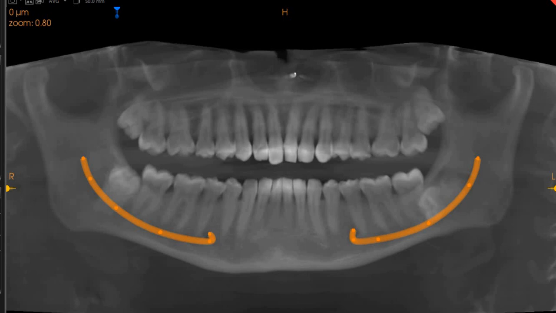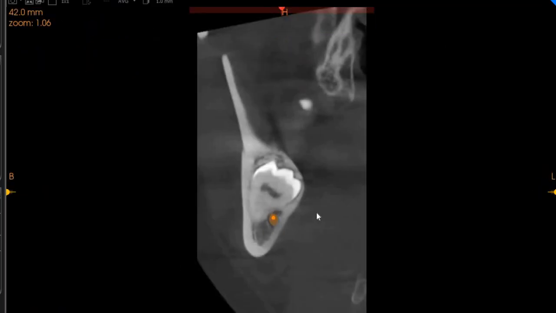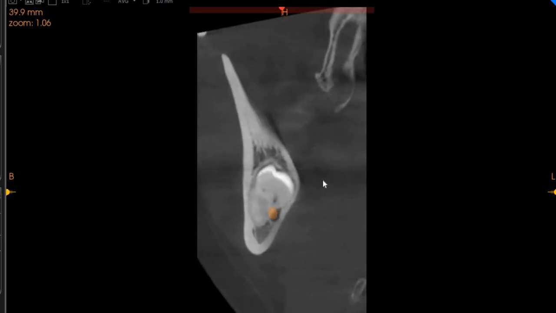We're going to focus on the lower right wisdom tooth first. So this is the lower right wisdom tooth. As you can see, it is placed buccal to the inferior alveolar nerve. It is marked in orange. This tooth does not have any cystic lesions around it. It's completely impacted with the root completely developed and the apex closed.